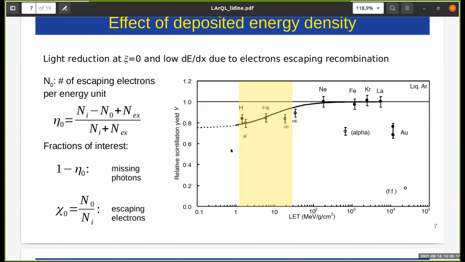So this other graph here shows the light yield reduction for low dE/dx when we are at zero field. And we attribute this, as a colleague mentioned earlier today, to a number of electrons that escape recombination even at zero field, and we define a fraction for it, which we are going to call chi0 here, as the fraction of escaping electrons. So from the relative scintillation yield, we can get this fraction of escaping electrons via this assumption here.